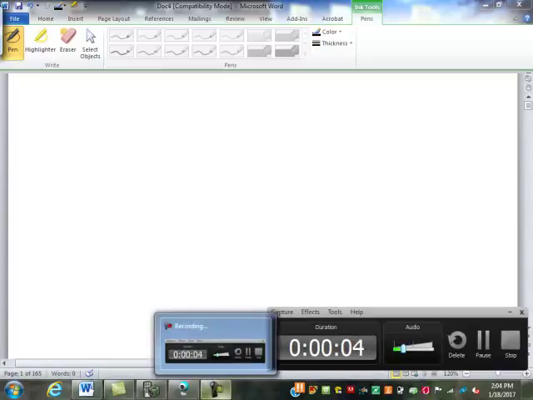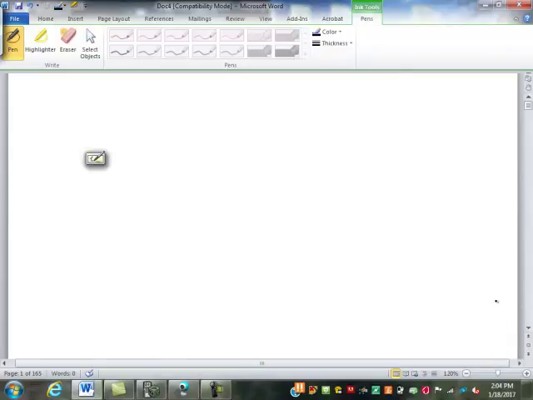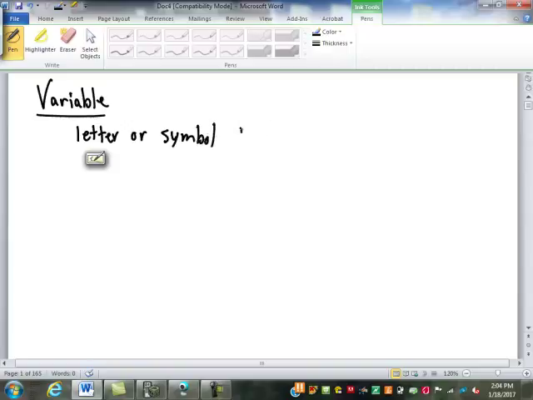There we go. Okay, so today we start Unit 3, which is our unit on algebra. And to understand algebra, the first thing we have to talk about is a variable. A variable can be used in a lot of different ways. No matter what way it is, a variable is a letter or a symbol that replaces a number.